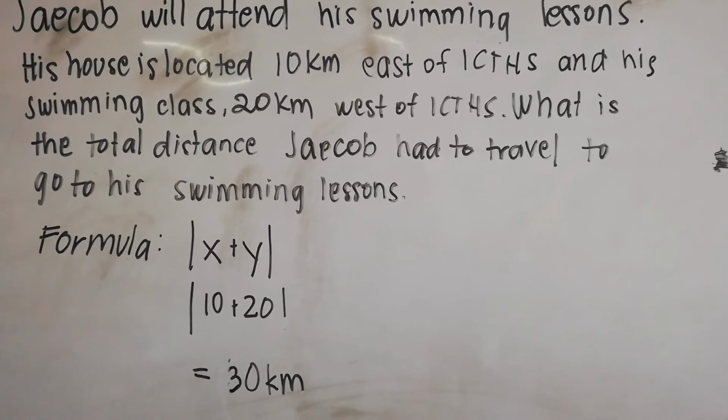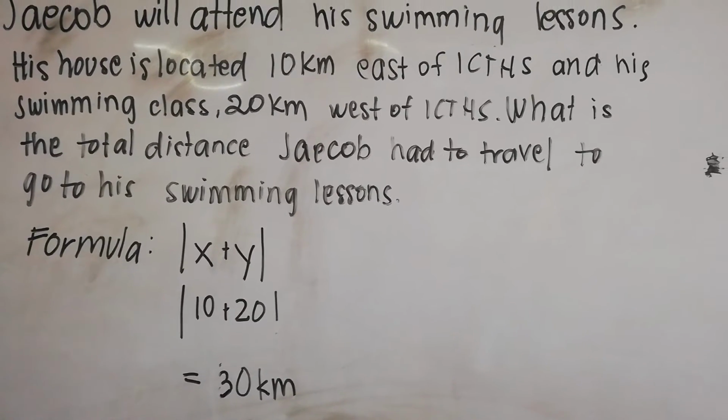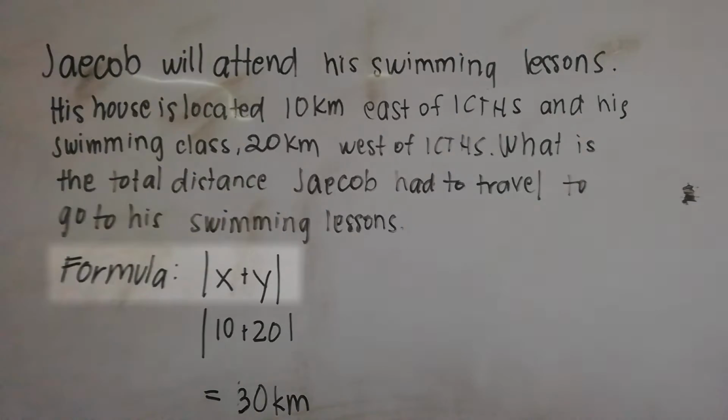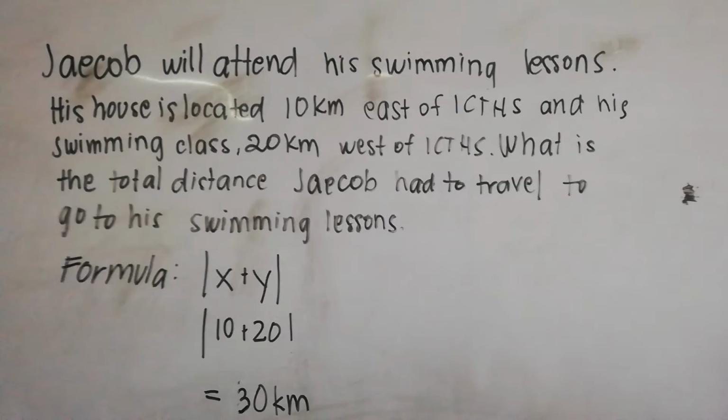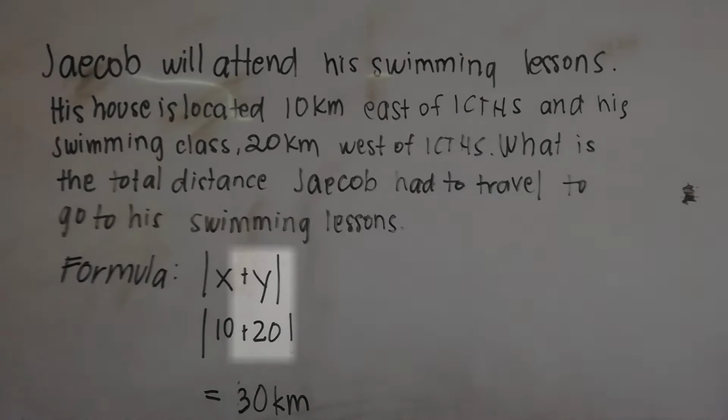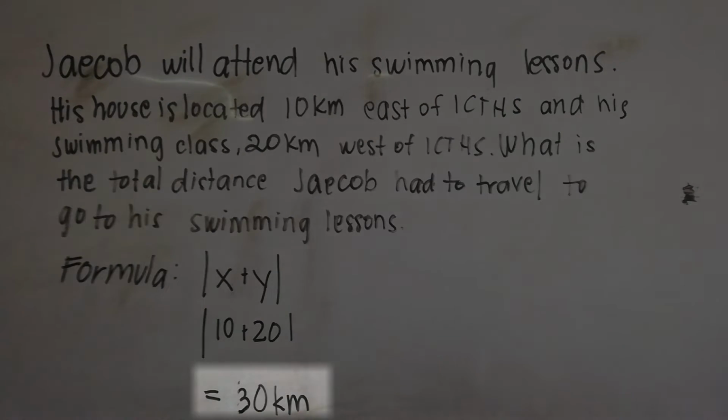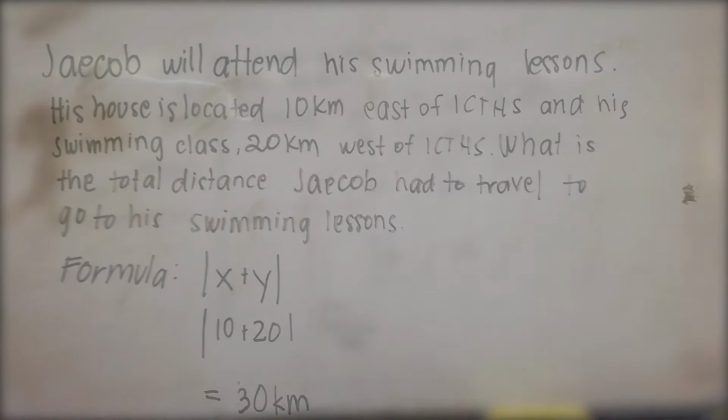Okay, to solve this, the formula for it is the absolute value of x plus y, where x is 10 kilometers and y is 20 kilometers. So add them both and you'll get the answer of 30 kilometers. That's all.